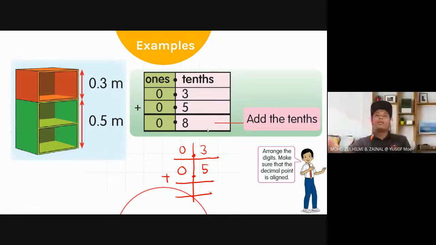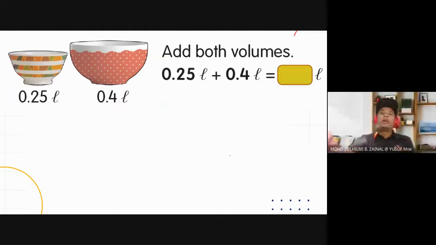Kalau ada regrouping, arrange the digit, make sure that the decimal point is aligned. Maksudnya sama, is aligned. Proportionally dia align in the same place value. Jangan ada yang silap 0.3, 0 tu letak dekat ujung, dekat sini ke jadi 0.3, 0.5 sini ke, salah lah. So make sure align. Okay, second example.